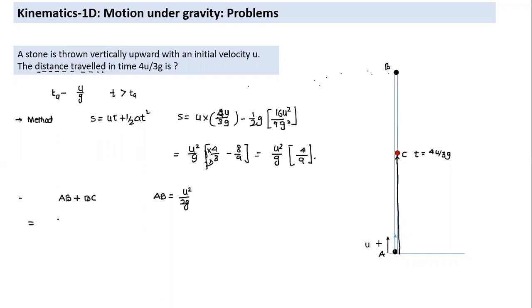As I mentioned earlier, it can be written as maximum height, which is AB, plus maximum height minus displacement, which we have calculated here. Or it can be written as twice the maximum height minus the displacement, which is u square by g minus 4u square by 9g, which comes to 5u square by 9g. So that was an important point you need to understand: the difference between displacement and distance traveled. This is a good example to understand the difference between the two.